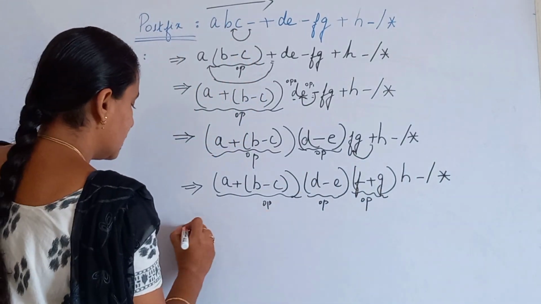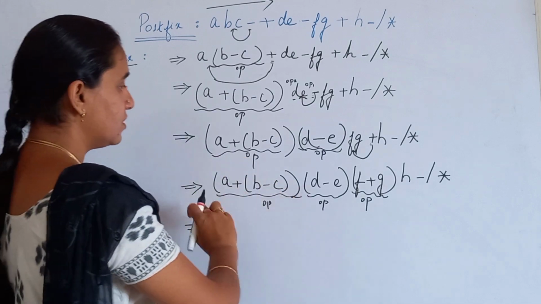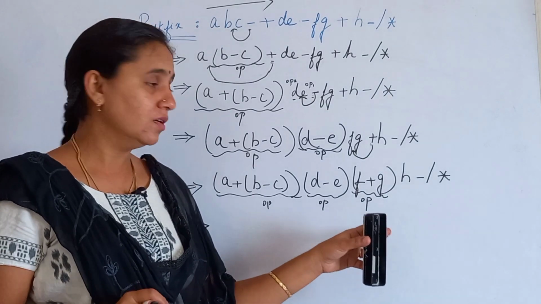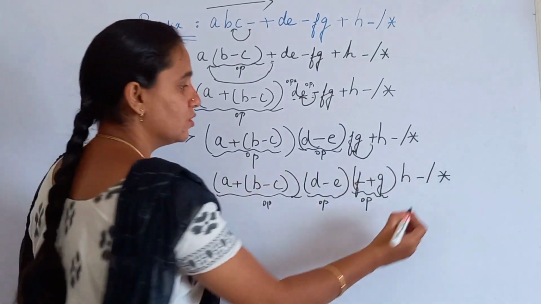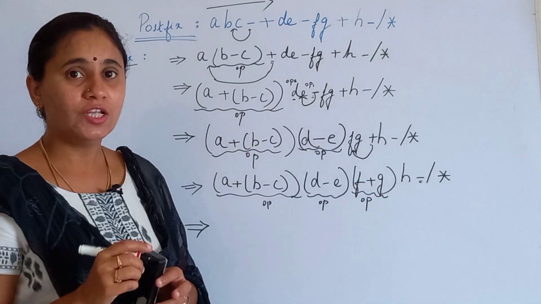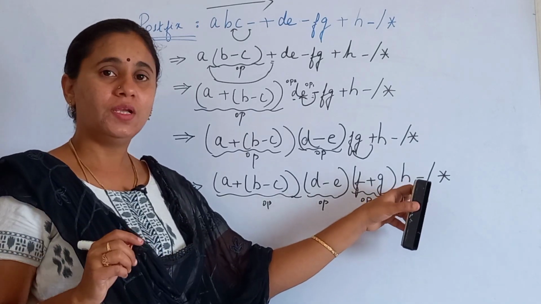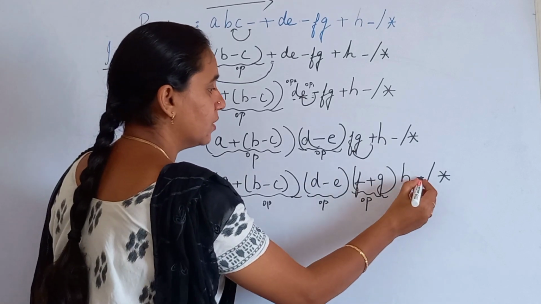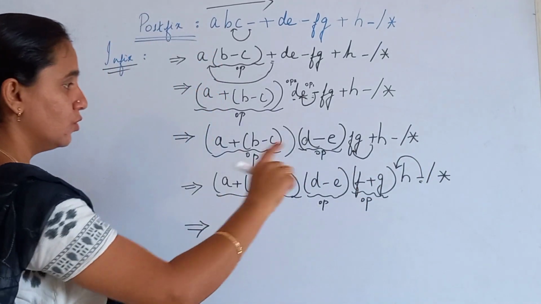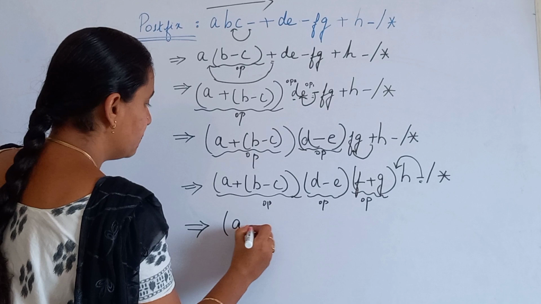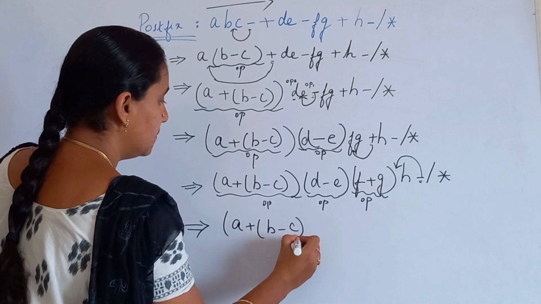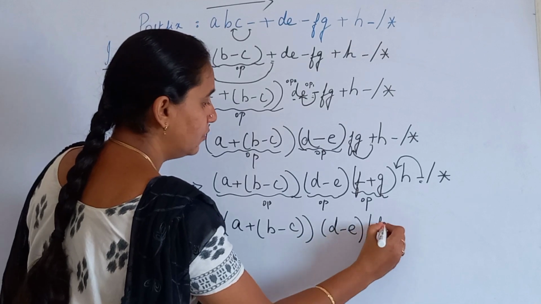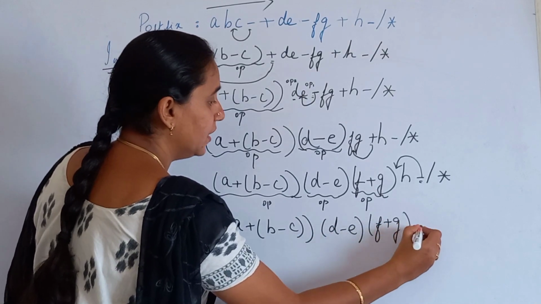Now once again you start from the left. What is the next operator seen? The next operator is minus. So where should you shift that operator? Shift that operator to the nearest operand H. So here it will come, isn't it? Here you shift it. So you will get the answer as A plus B minus C, D minus E, F plus G minus H.